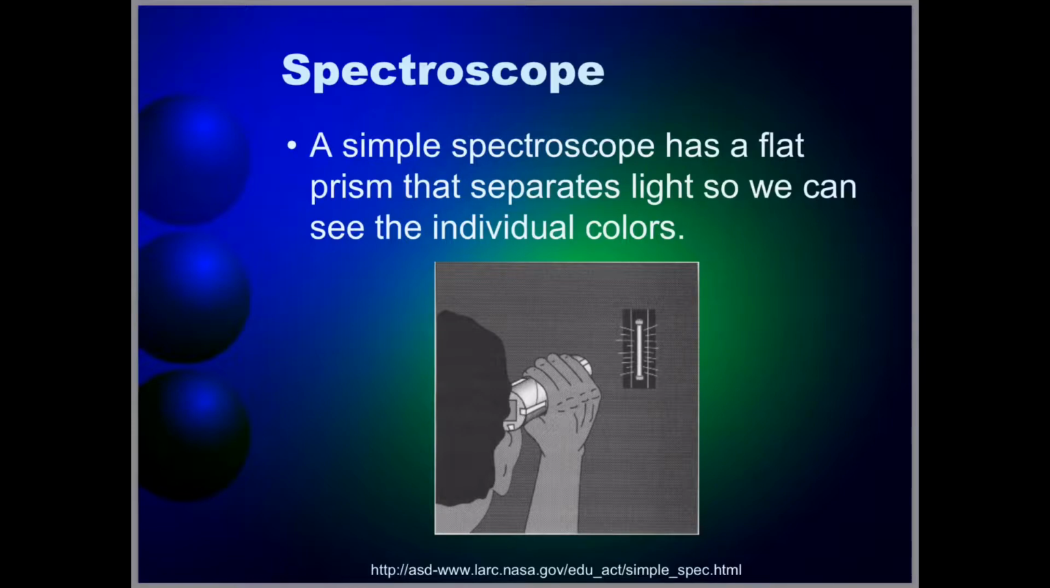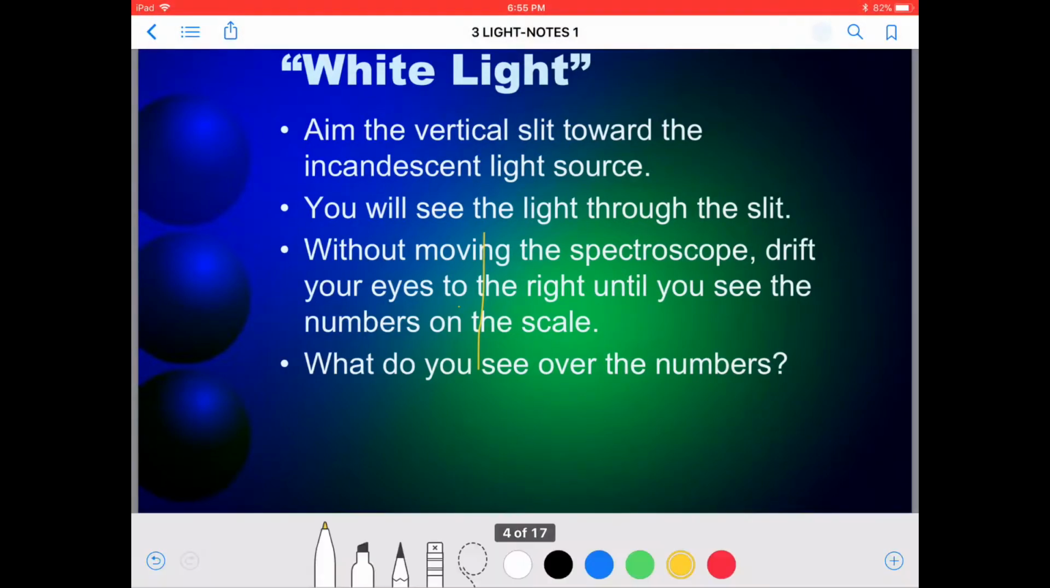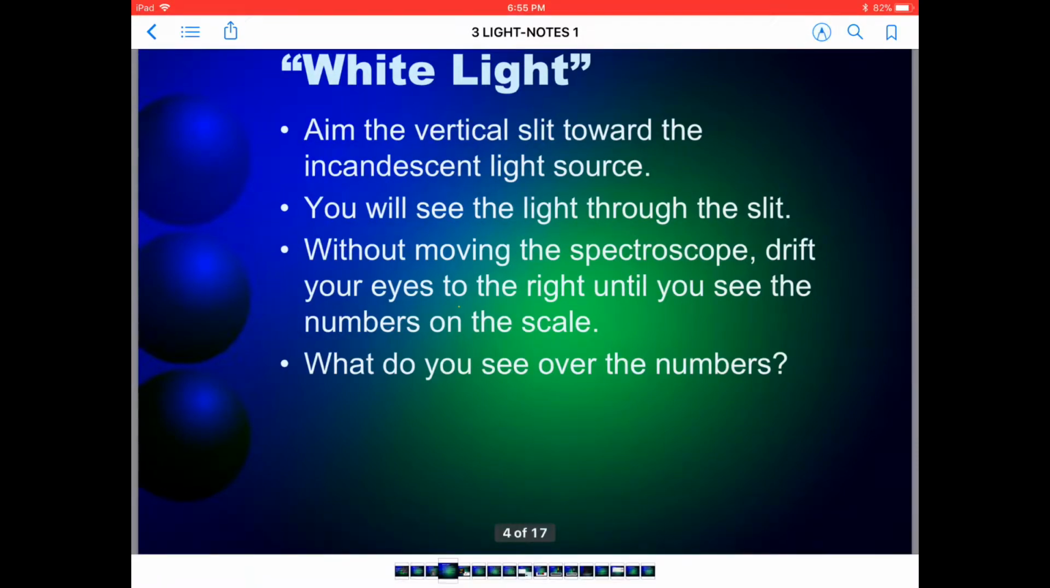To measure different lights, we use what's called a spectroscope, and we used this in lecture while we were talking about these notes. A spectroscope has a prism inside of it, and it separates the light so you can see all of the individual colors. We aimed the spectroscope at a white light. When we did that, we saw what you guys described as a rainbow.